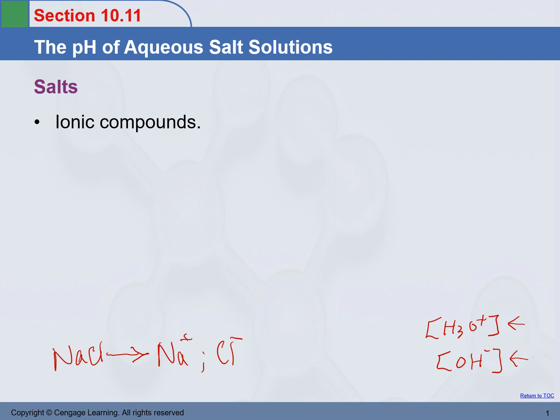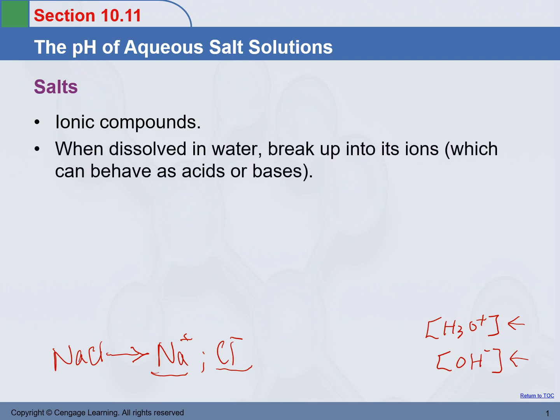However, sodium ion and chloride ion are not hydroxide ion, and they are not hydronium ions. Why do they have an impact on the pH? Well, they may, depending on what ions we're talking about. Ions may have an impact on the pH of our solution. Therefore, we need to talk about the pH of salt solutions.